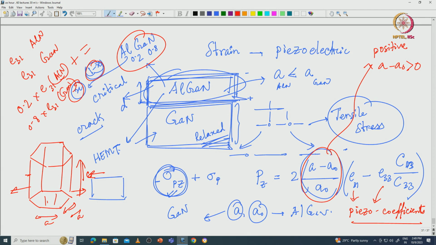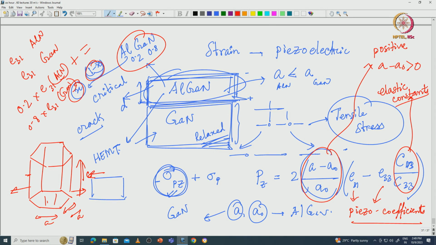And so, what happens is that C13 and C33, these two quantities are called elastic constants. These are elastic properties of the material, of the layer that you are growing, which is AlGaN. Okay, this is the elastic constant of the material. So, it is a mechanical property, every material will have some elastic constant. So, this is precisely that elastic constant.